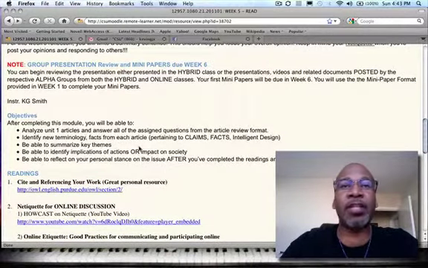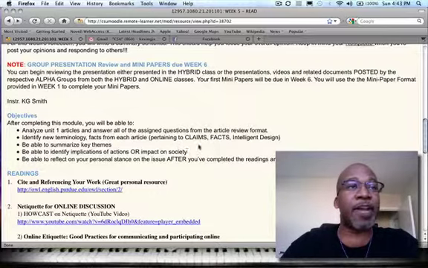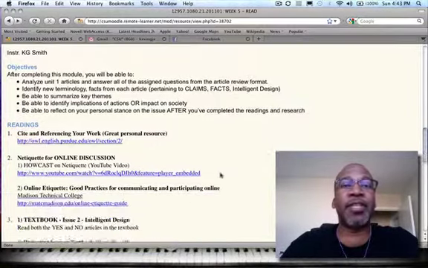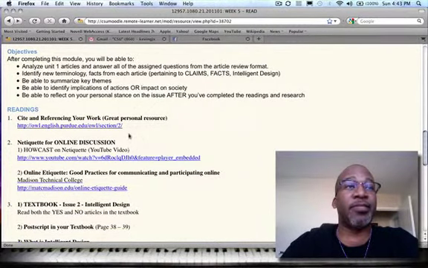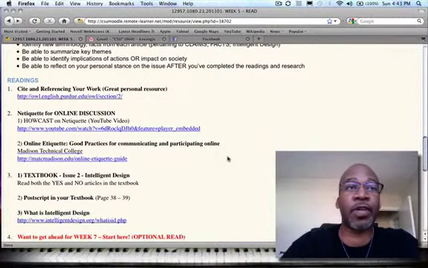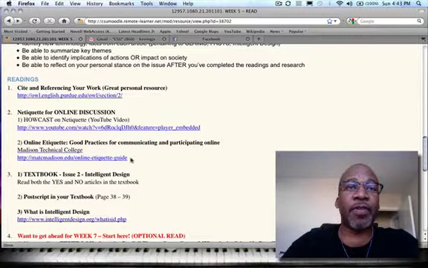We're learning more terminology. We're especially learning terms as it pertains to claims and facts and intelligent design. Be able to summarize these key themes, etc. Here are your readings. I think you'll check them out again about citations, a little bit about online discussions. I think I have a YouTube video this time. Gave you a couple of things on online etiquette.